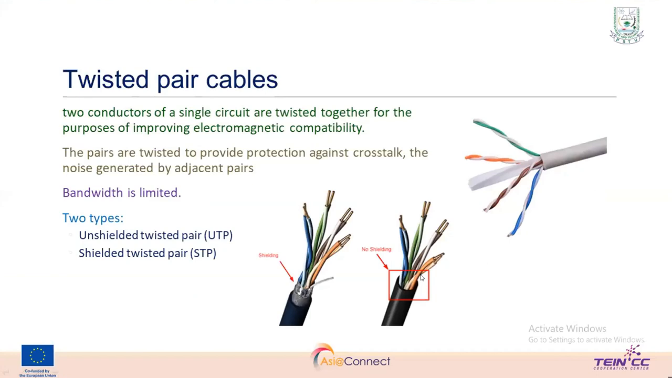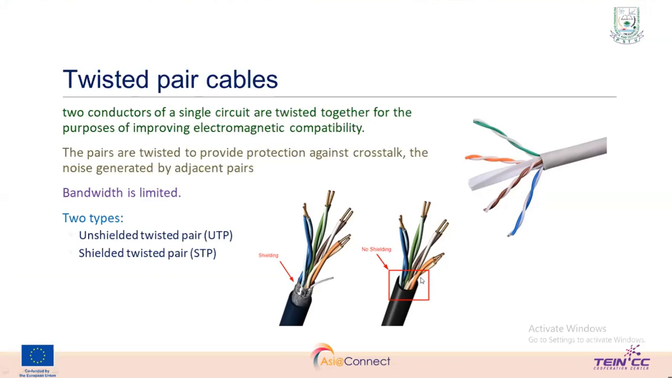The twisted pair cable is another type of cable, used for two conductors of a single circuit that are twisted together for the purpose of improving electromagnetic compatibility. The pairs are twisted to provide protection against crosstalk, the noise generated by the adjacent pairs.